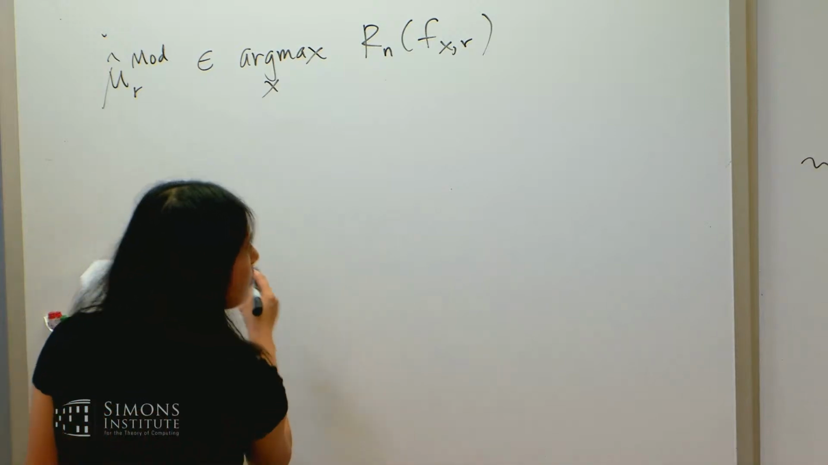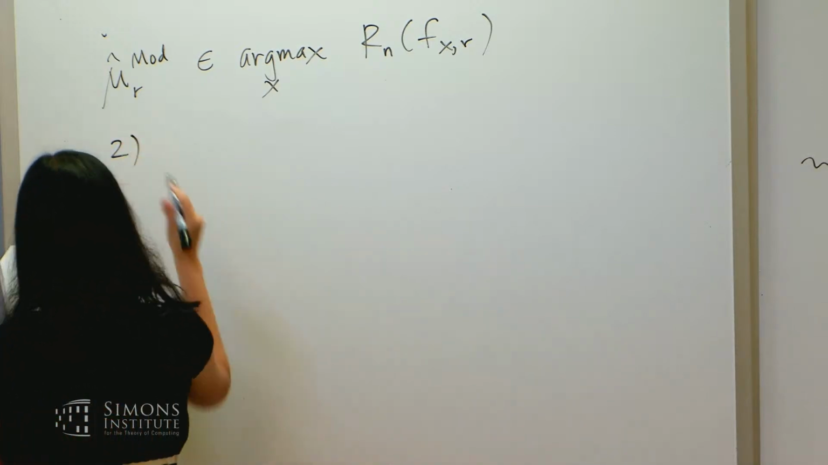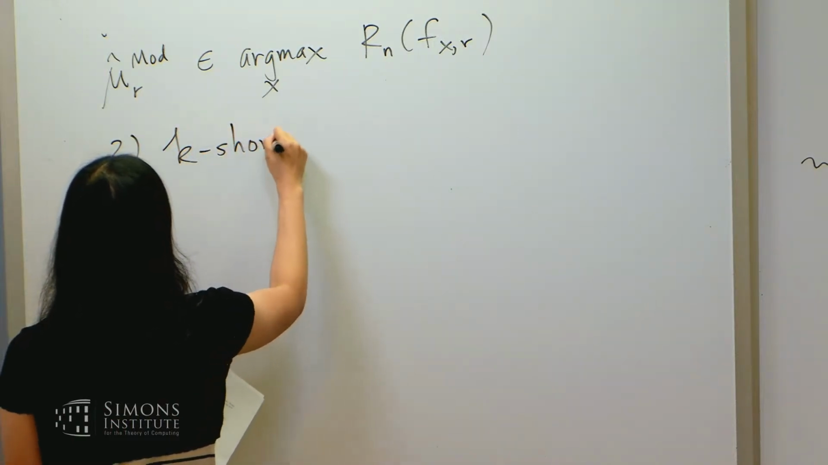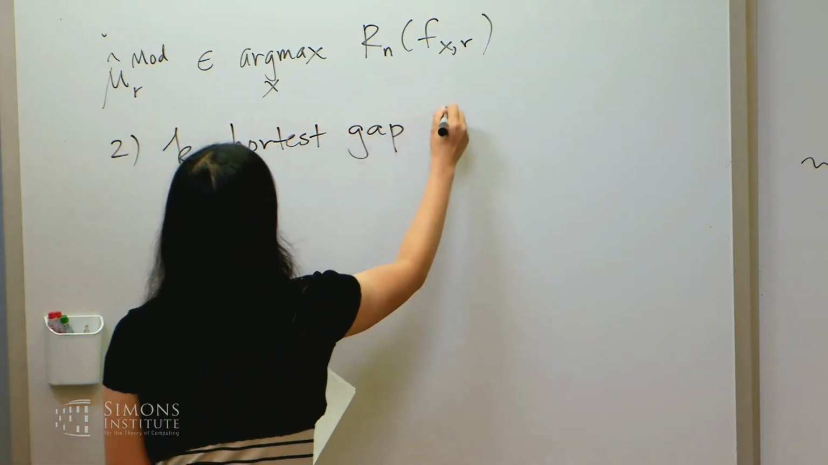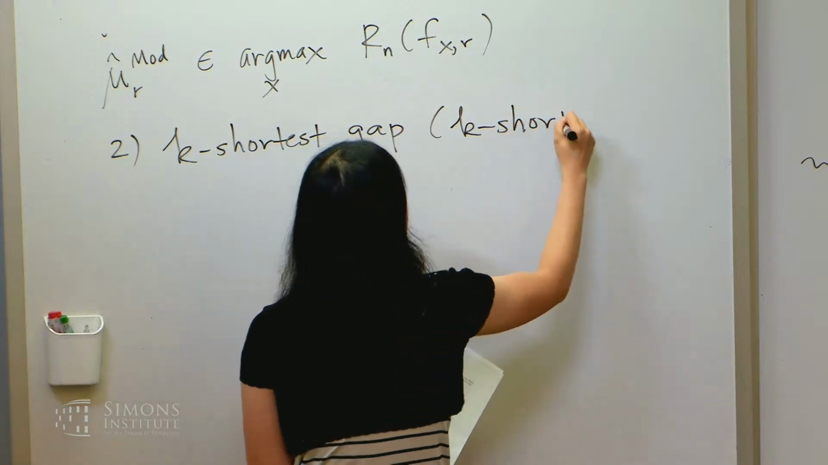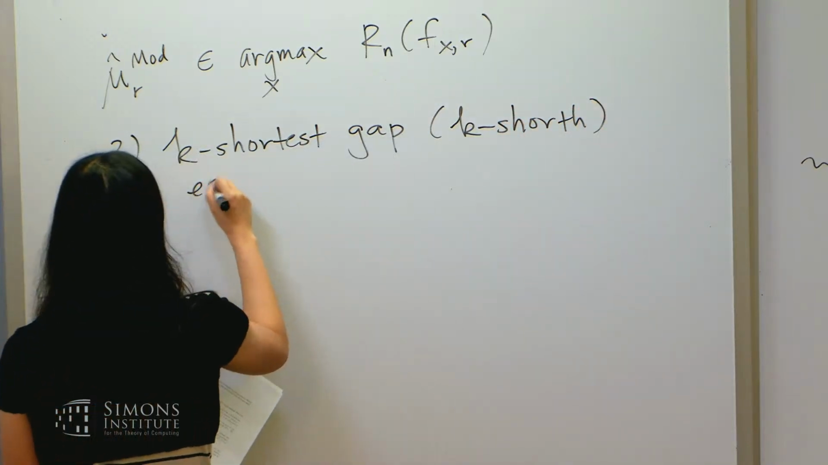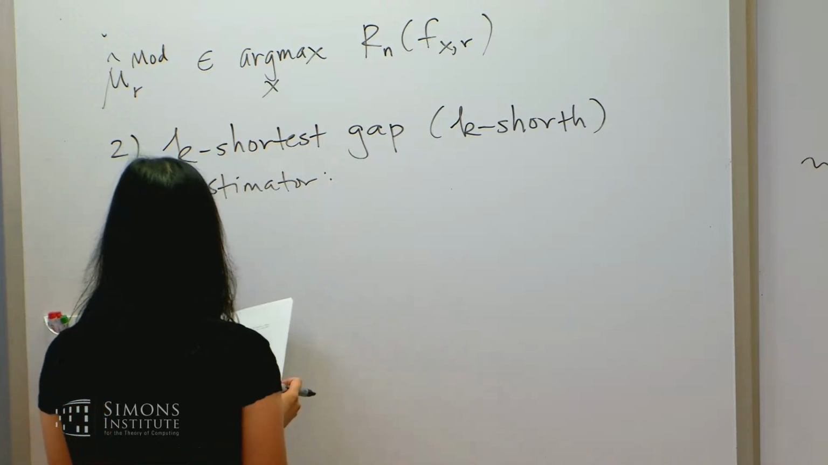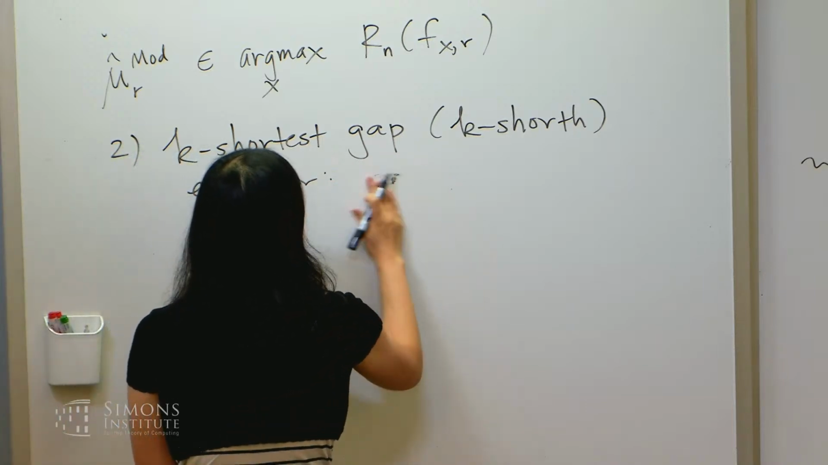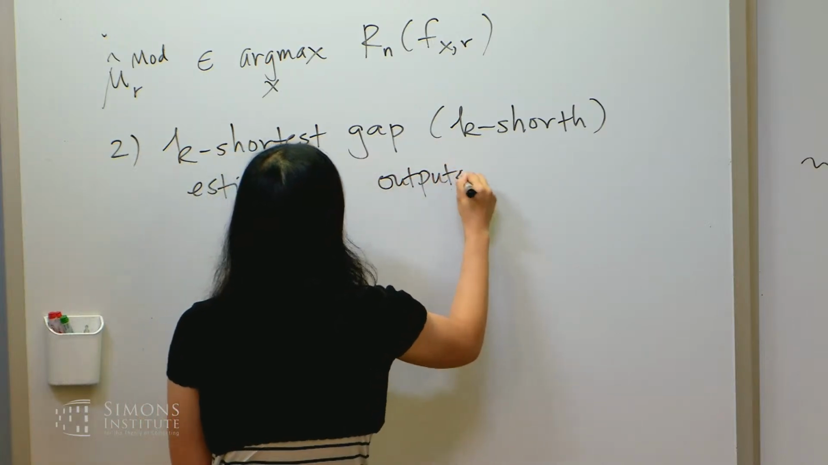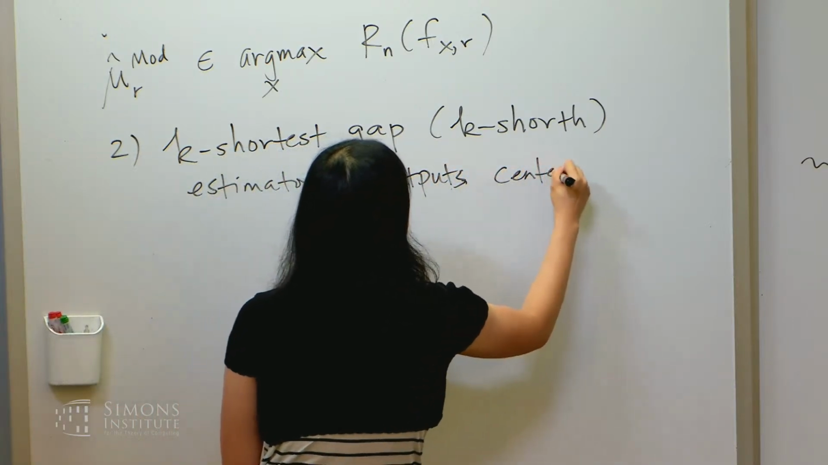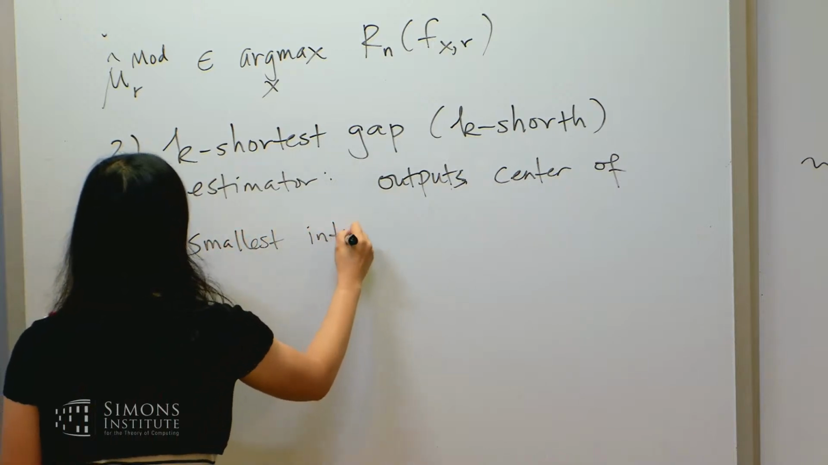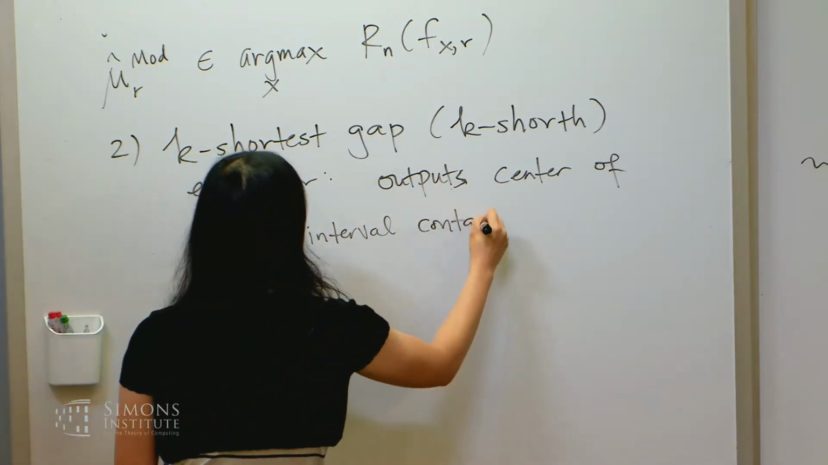And then the other estimator that we look at is what's called the k shortest gap estimator, or k shorth estimator. And this one gives as output the center of the smallest interval containing k data points.